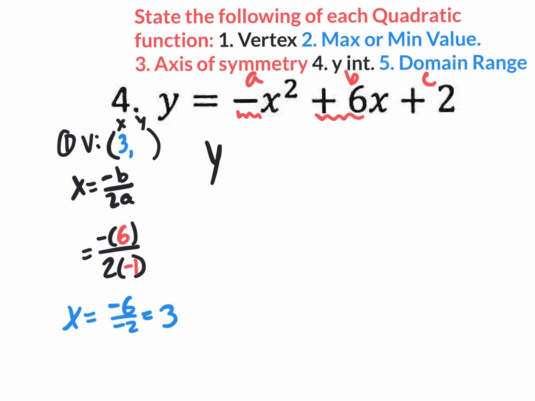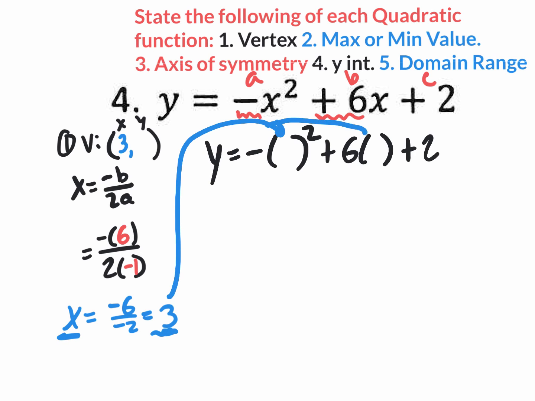So my original equation is y equals negative x squared plus 6x plus 2. Notice that I put parentheses instead of x, because I know that my x value is 3, and I'm going to take that value of 3 and put it right there and right there. Again, this does not say negative 3 squared, even though it looks like it does. This is actually saying negative 1 times 3 squared.